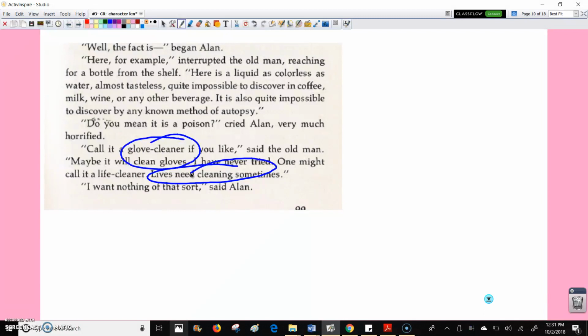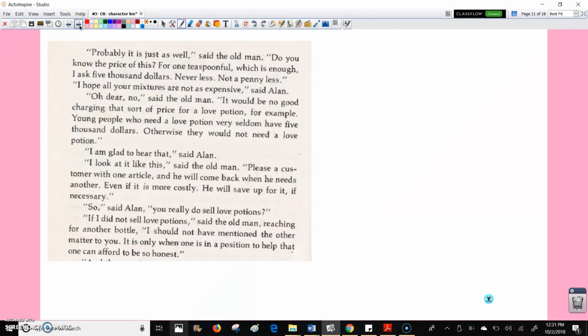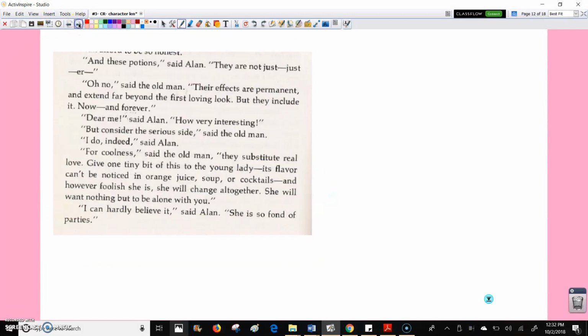And yet the old man talks about them as if they're the same thing. And his tone is almost as if he doesn't really care about it. Then I also noticed that he's constantly talking about people coming back, how they'll come back, they'll save up money if they're happy. And he does that multiple times in the story. That's something that's repeated, a pattern.